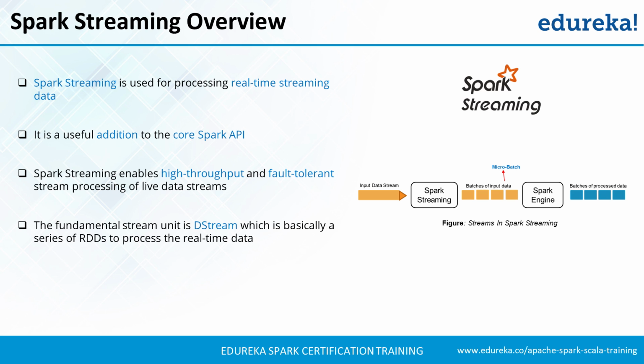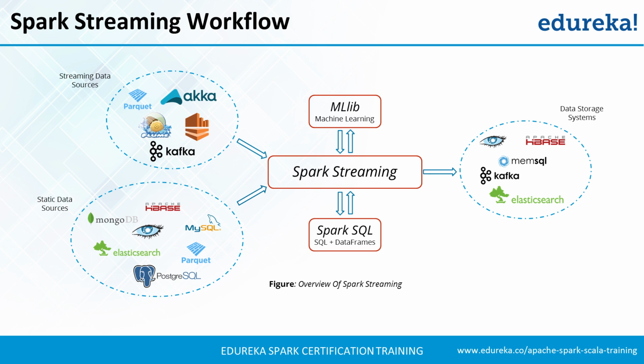So DStream is basically a series of RDDs to process real-time data. What we generally do, if you look at the right-hand side, is that the data you get is continuous data. You divide it into batches of input data. We are going to call it a micro batch. And then we get batches of processed data. Though it is real time, how come it is batch? Because definitely you are doing processing on some part of the data, even if it is coming in real time, and that is what we call a micro batch.